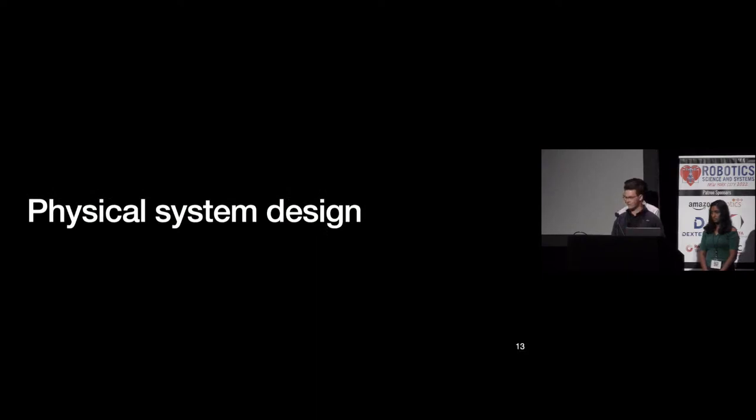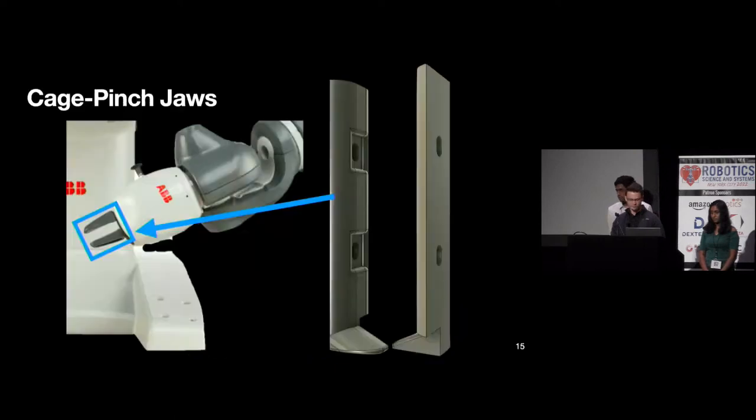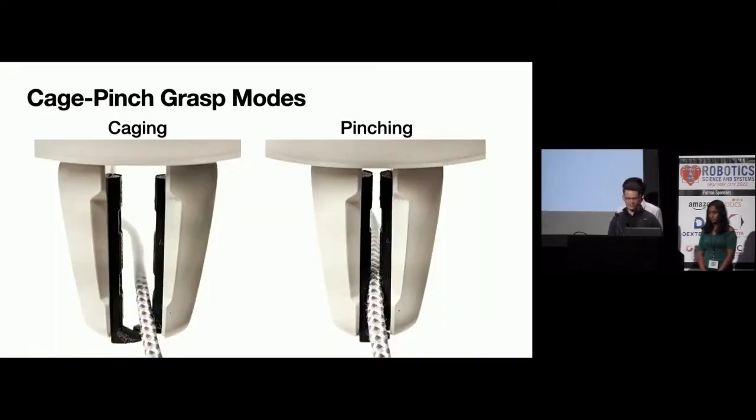So now I'm going to briefly discuss the physical system design. We use a Yumi robot, which is a bimanual collaborative robot with 7 DOF arms and parallel jaw grippers. To each of these grippers, we attach custom gripper designs with little teeth at the bottom, which we call cage pinch jaws. And the cool thing about these cage pinch jaws is that they allow dual grasp modes. On the left, we have caging, which constrains the cable within the jaws while allowing it to slide laterally along the cable. While on the right, if we just pinch harder, we can constrain the cable completely within the fingers.